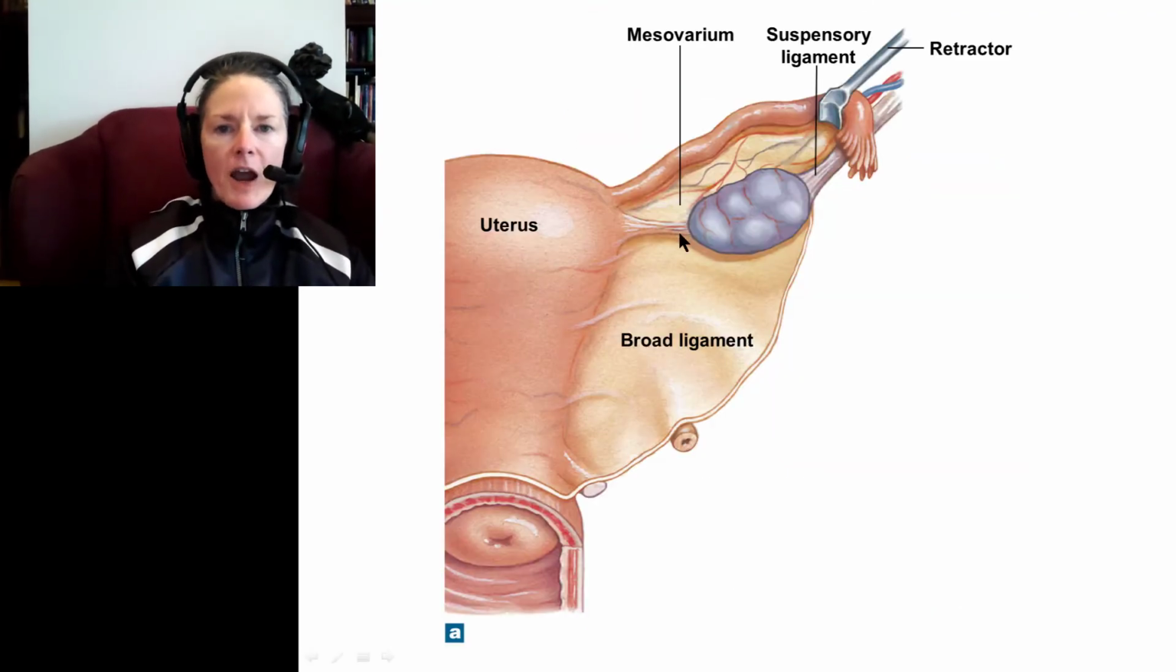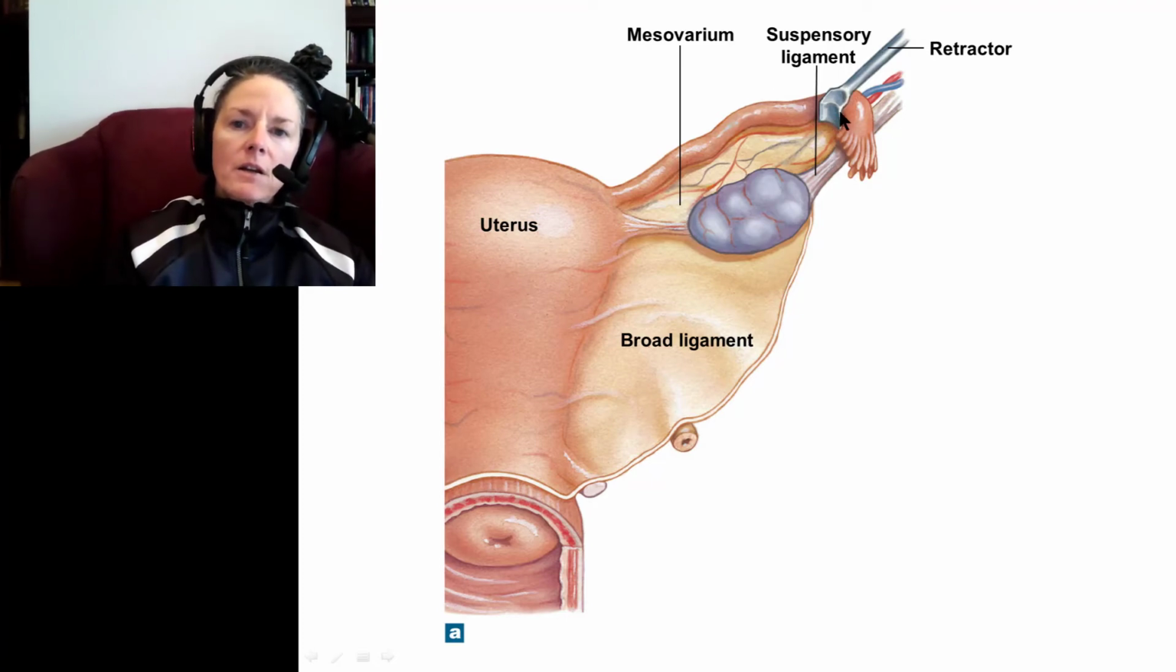All right, here's the other side here. They've retracted the oviduct away so that you can see the mesovarium here. And this is the part of the broad ligament that is holding the ovary sort of to the oviduct.